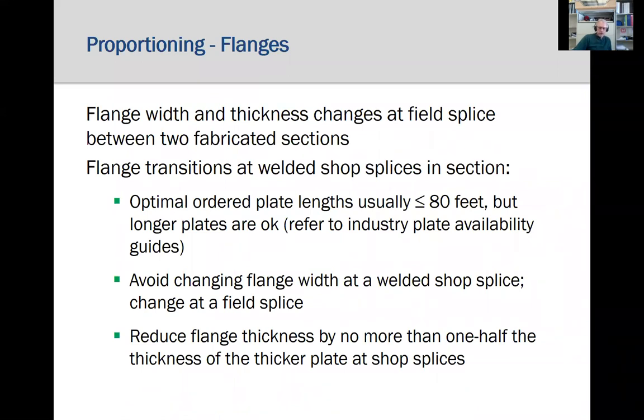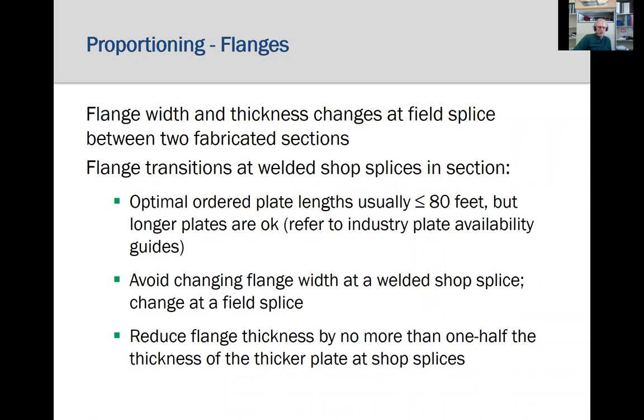For multi-span plate girder bridges, the flanges are often changed between the positive moment region and the negative moment region with a field splice between two shipped sections. At a field splice, the flange can change both width and thickness. In terms of establishing the location of flange transitions or welded shop splices within a section, there are several well-established guidelines to keep in mind. The maximum length of flange plate is optimally about 80 feet, or sometimes even less. But longer plates are certainly available also. The designer is urged to consult industry plate availability guides.